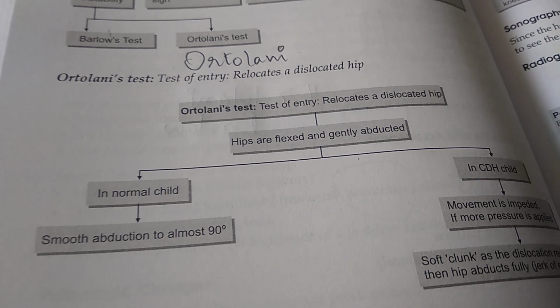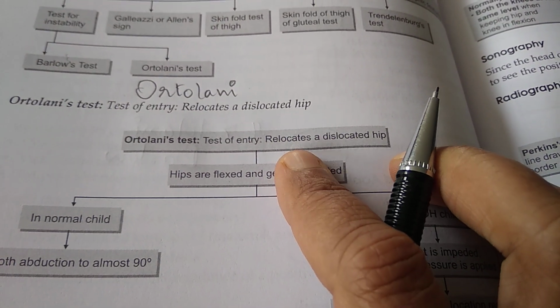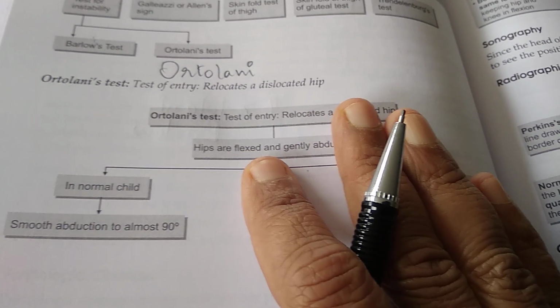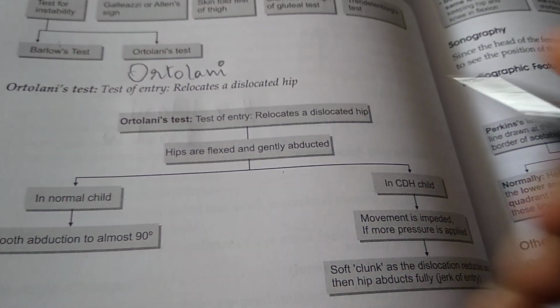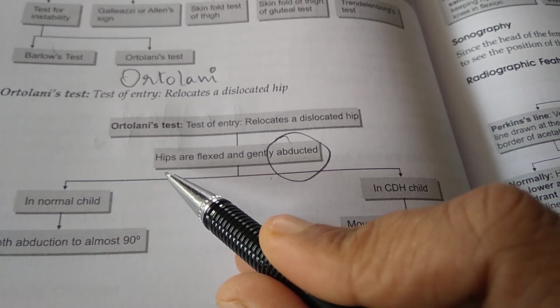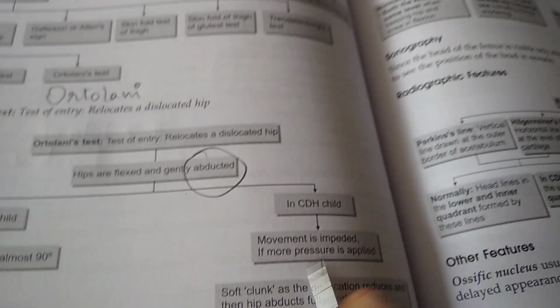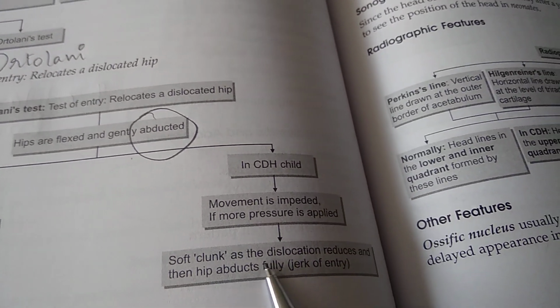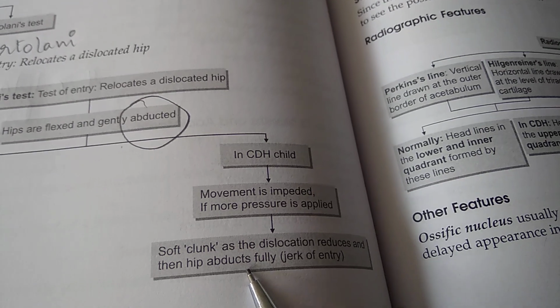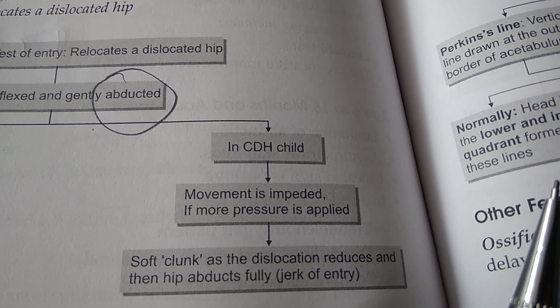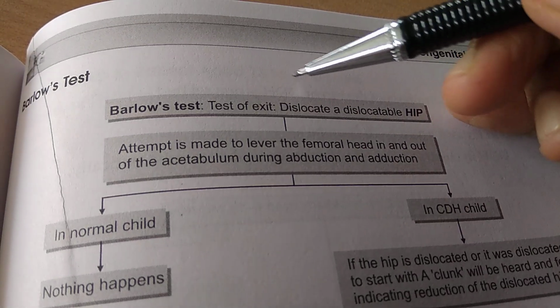Let's write it again. Ortolani. Okay. Now they are explaining about Ortolani test. So how exactly you do it? It relocates a dislocated hip. Okay. So the hips are flexed and gently abducted. You're taking it out. Hips are flexed and gently abducted. Okay. So if it is a CDH child, what will happen? A soft clunk as the dislocation reduces and then hip abducts fully. This is the jerk of entry. So you are actually fixing, it relocates the dislocated hip, is it? Which is nice. What is this Barlow test then? Barlow test is test of exit.